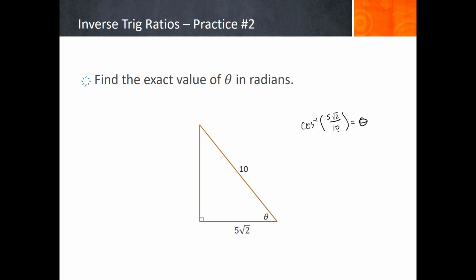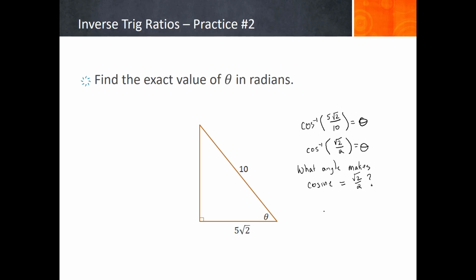Okay, and we can simplify 5√2 over 10. The 5 and the 10 will reduce, so we're going to have the inverse cosine of √2 over 2 equal to theta. Let's pause and think, what does this mean? The question we want to ask is, what angle makes cosine equal to √2 over 2?